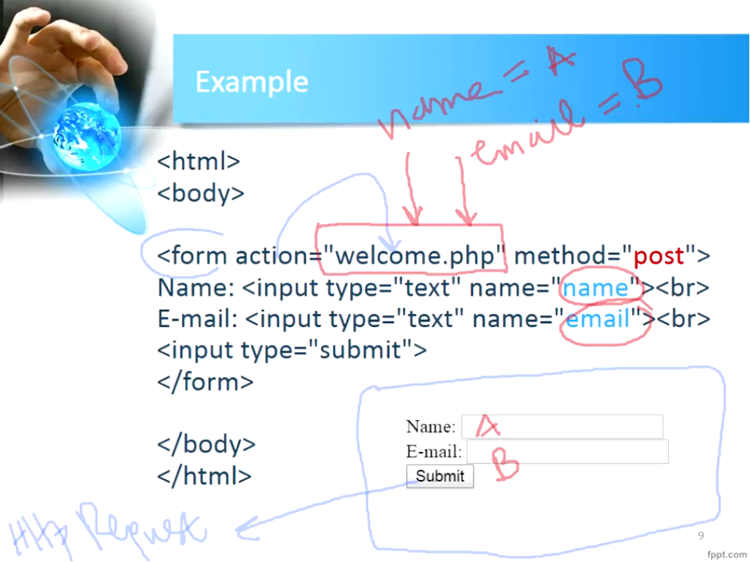And in my example, the method is post. So these variables, the email and name, will be in the super global $_POST. Is it clear? Any questions?